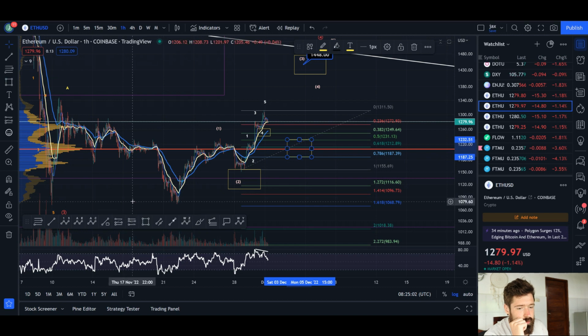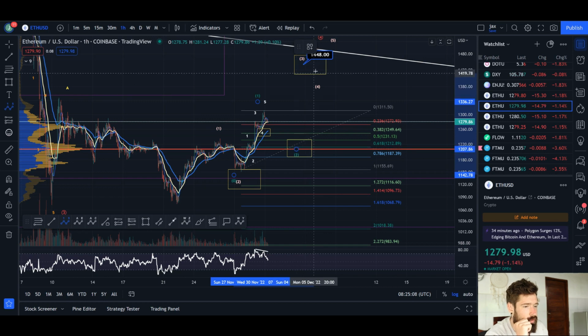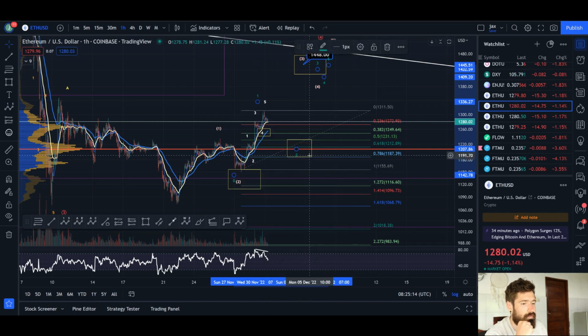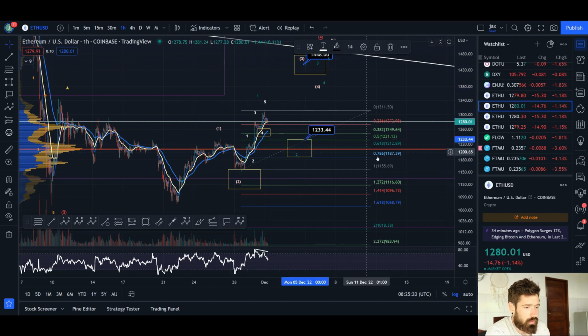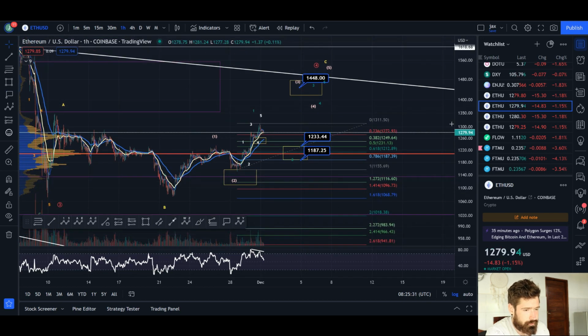So let's just give it a quick label here. All of this would be a wave 1, and then you would come back for a wave 2. You'd be looking to push up in a 3, 4, 5. So if we do start to pull back from here, we do have that bearish divergence, and look for a bounce between 1233 and about 1187, with a minimum target of 1249 in a wave 2 pullback.